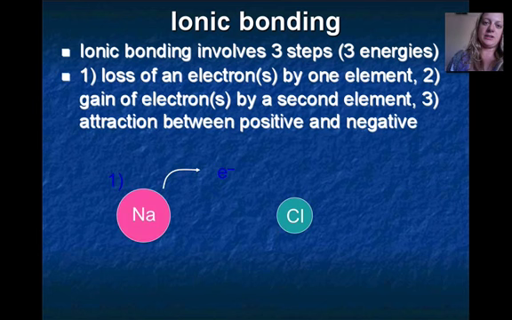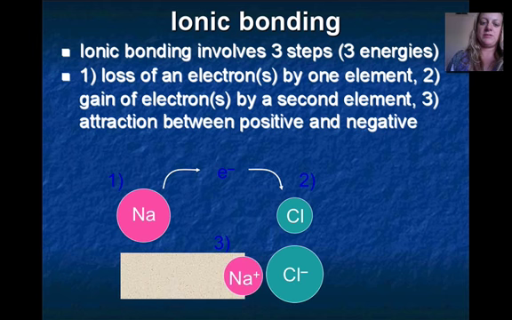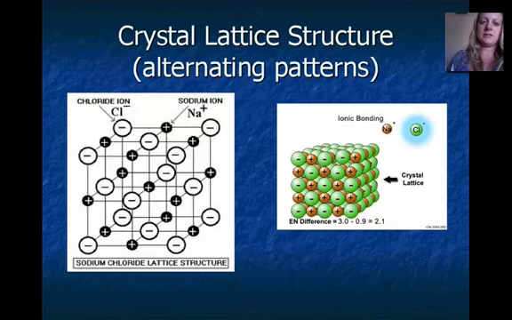Sodium has 1 valence electron. It's going to give it away because it wants to look like a noble gas. Chlorine has 7, and it also wants to look like a noble gas, so it's going to take that extra electron. Now when these are bonded together, it forms a very strong bond.